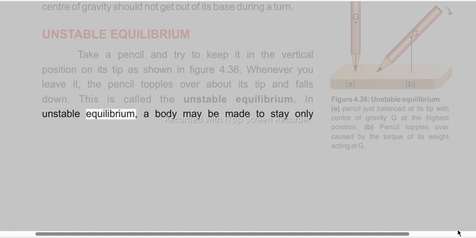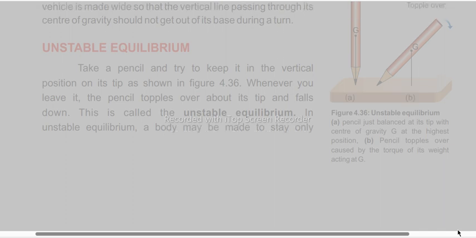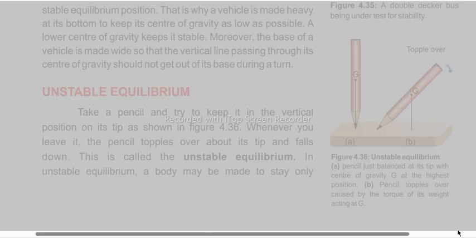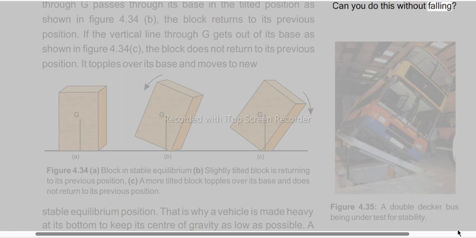In unstable equilibrium, a body may be made to stay only for a moment. Figure 4.36, unstable equilibrium. A, pencil just balanced at its tip with center of gravity G at the highest position. B, pencil topples over caused by the torque of its weight acting at G. Figure 4.35, a double-decker bus being under test for stability. Can you do this without falling?